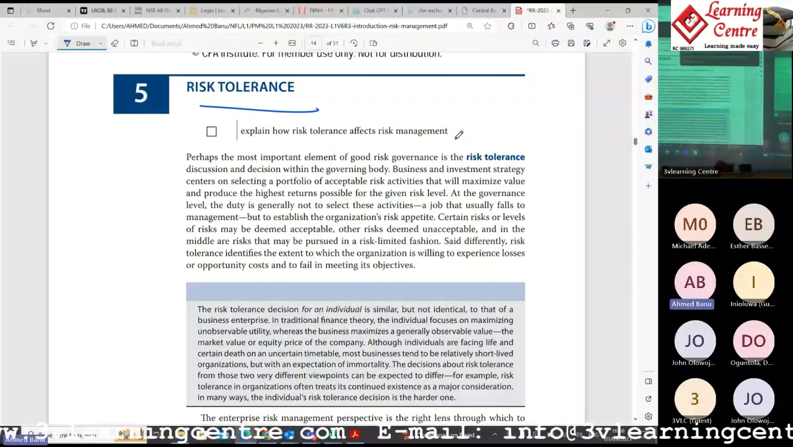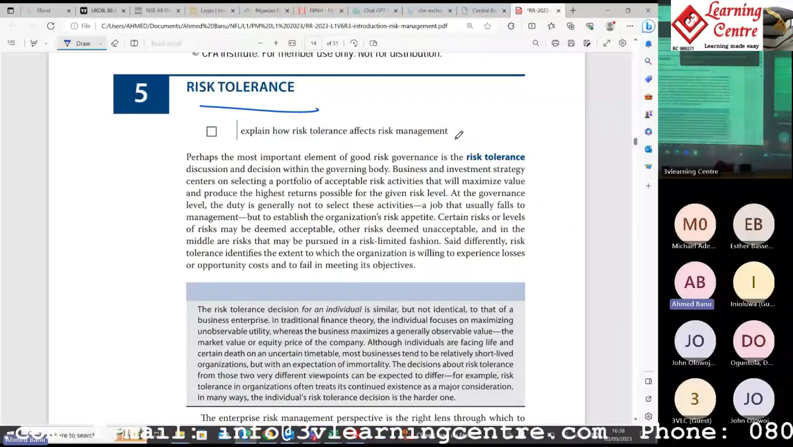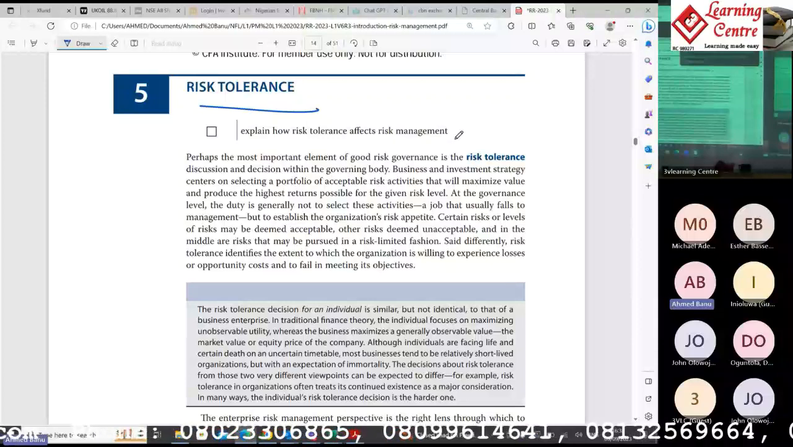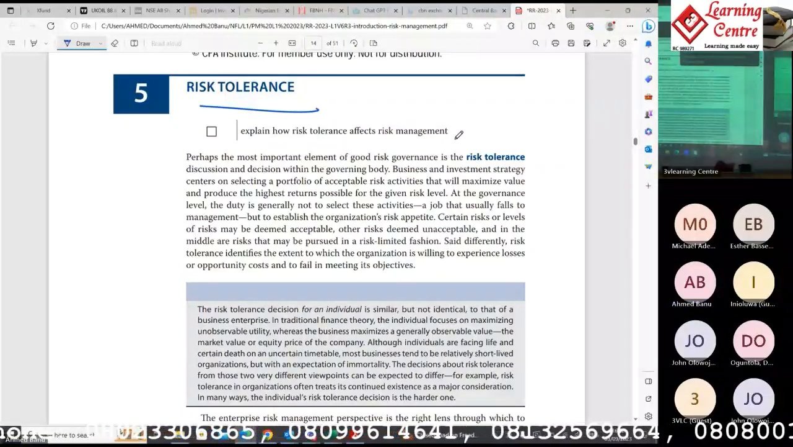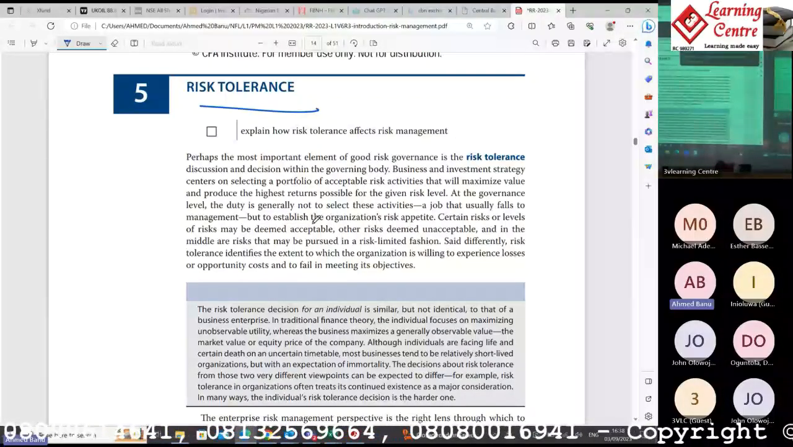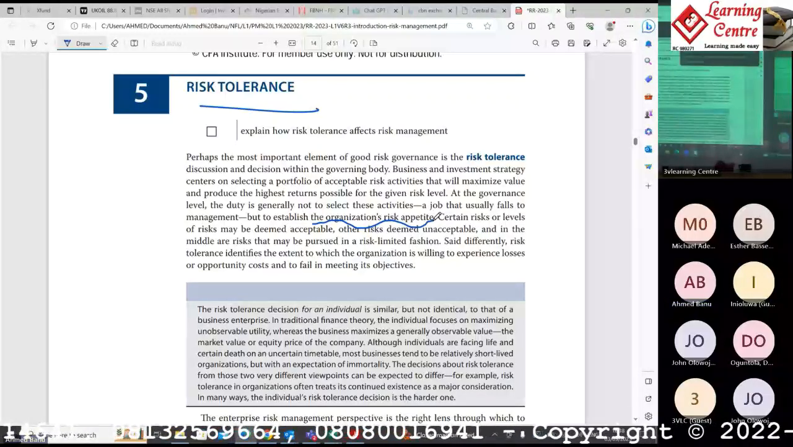What level of risk? And if you remember my definition of risk management, I said you define the level of risk to be taken. That is, you define your risk tolerance. So what level of risk do you want to take? What level of risk can you tolerate? What level of risk should you take that will not impact the organization negatively? That is risk tolerance. Very, very important.